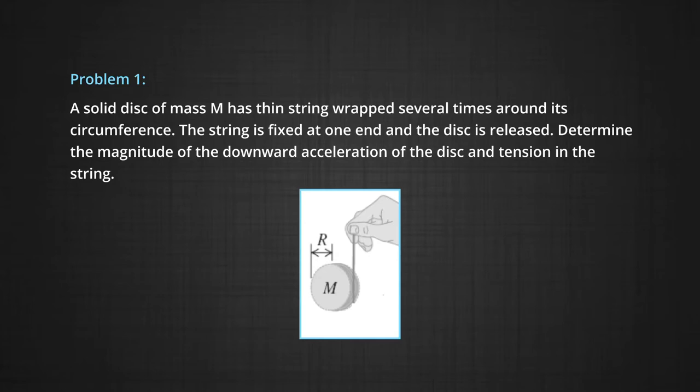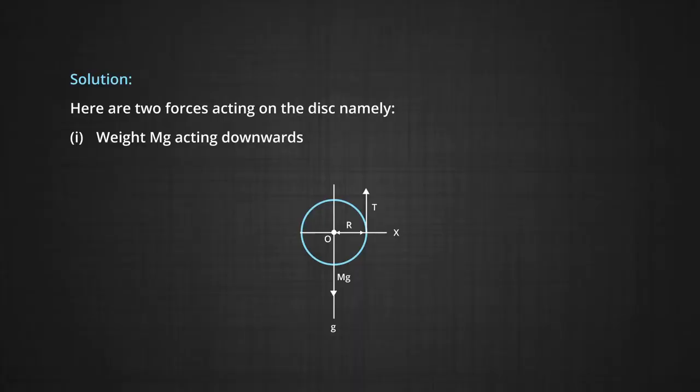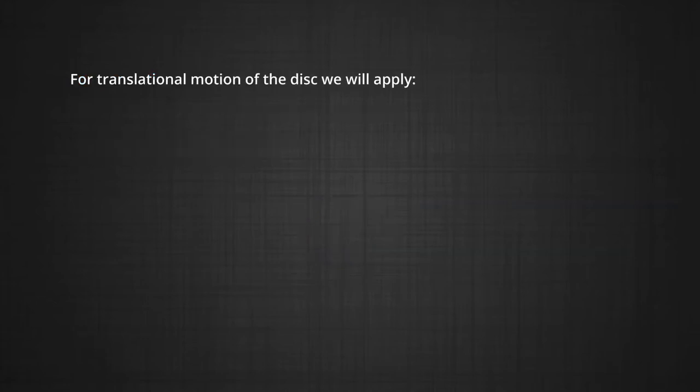To solve this particular problem, let's think of the forces which are acting on the disk first. There are two forces primarily acting on the disk. First, weight, which is acting downward, and tension, which is acting upwards, as shown in the figure. Using the FBD, we can write the force equation for the translational motion. Net force will be written as mg, the weight, plus tension. Since the two forces are in opposite directions, using the coordinate system, we can write F net vector as minus mg j cap plus tension j cap.